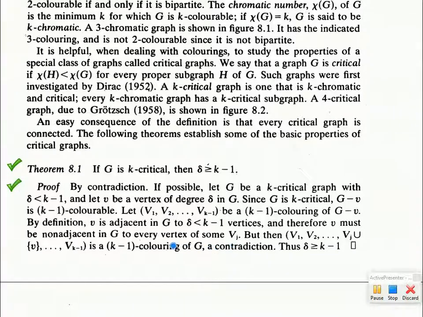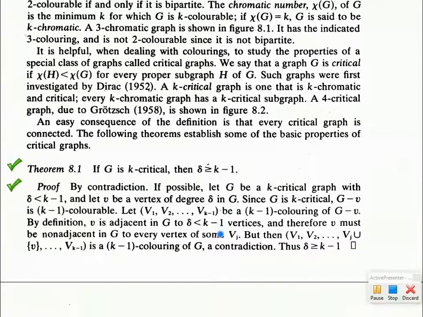But then, what would we get? We would get that there exists a K minus 1 coloring of G, which is a contradiction because G is assumed to be K-critical, which, by the way, means K-chromatic. Okay? So necessarily, small delta must be greater than or equal to K minus 1, if it is K-critical.